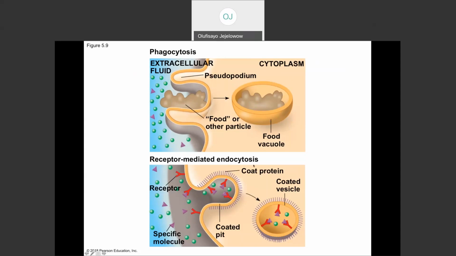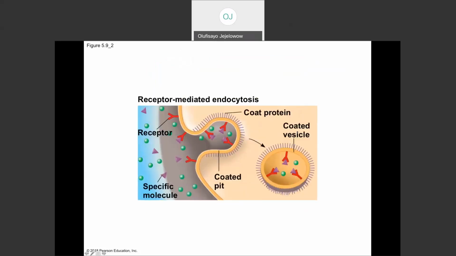In receptor-mediated endocytosis, there are receptors on the membrane surface. They recognize specific molecules that they are responsible for transporting and bind to them. Then typically there are protein coats on the inside, so it forms a coated vesicle into the interior of the cell. So endocytosis here is taking in specific molecules. Endocytosis of the phagocytosis type is taking in food particles.